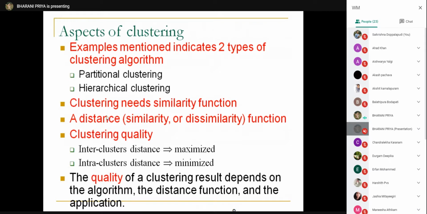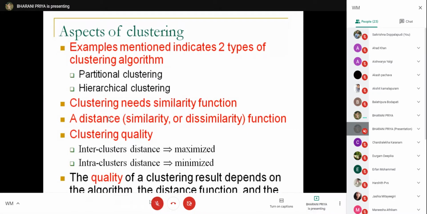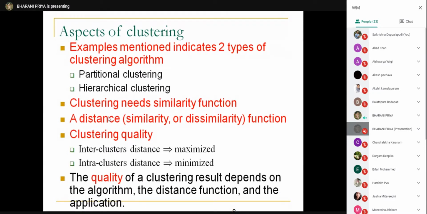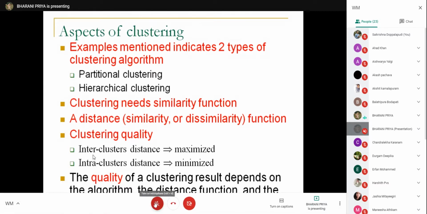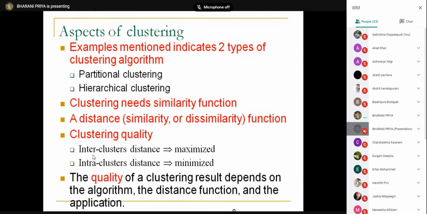Clustering needs similarity functions, that is the distance function. When you are constructing a cluster, you will see intercluster distance and intracluster distance. What is intercluster distance? The distance between two clusters. And intracluster, the distance between the data points within the clusters. I think the definition is clear between intercluster and intracluster. Or shall I repeat?